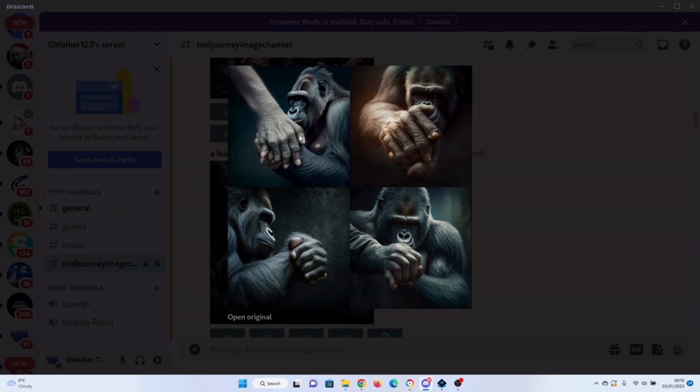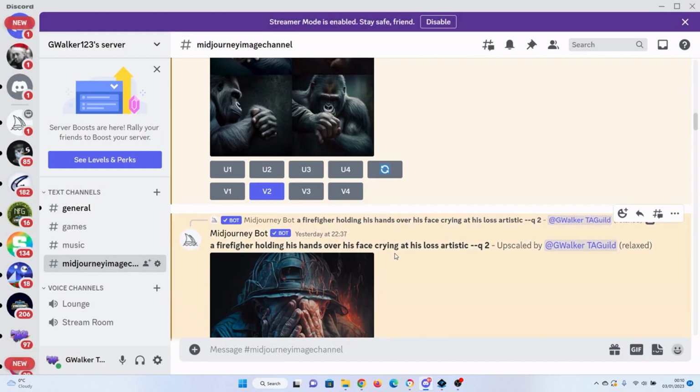1, 2, 3, 4, 5. No, we've actually got 5. I don't know what's happened here. The left hand has merged into the right hand. 1, 2, 3, 4, 5. Looks like there's too many fingers on some of these hands.